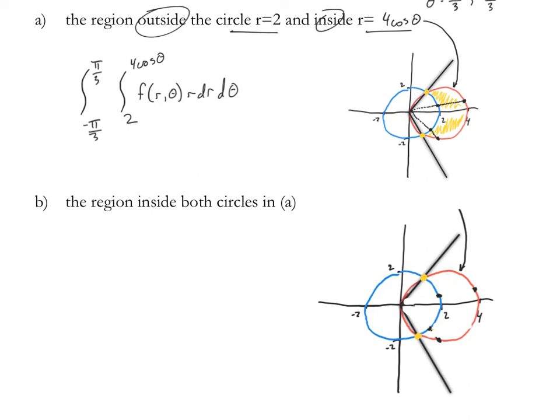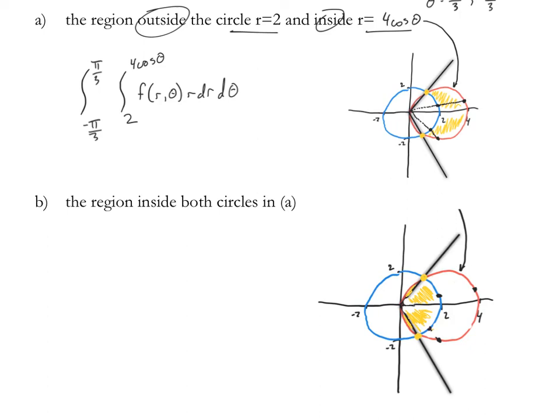Okay, so for part B now, we need to find the region inside of both circles in part A. So inside of the blue circle and inside of the red circle is this yellow shaded region. Plus there's a little sliver in that yellow shaded region and a little tiny sliver up there also. Okay, and because of those little slivers, this part is actually a little bit more involved.